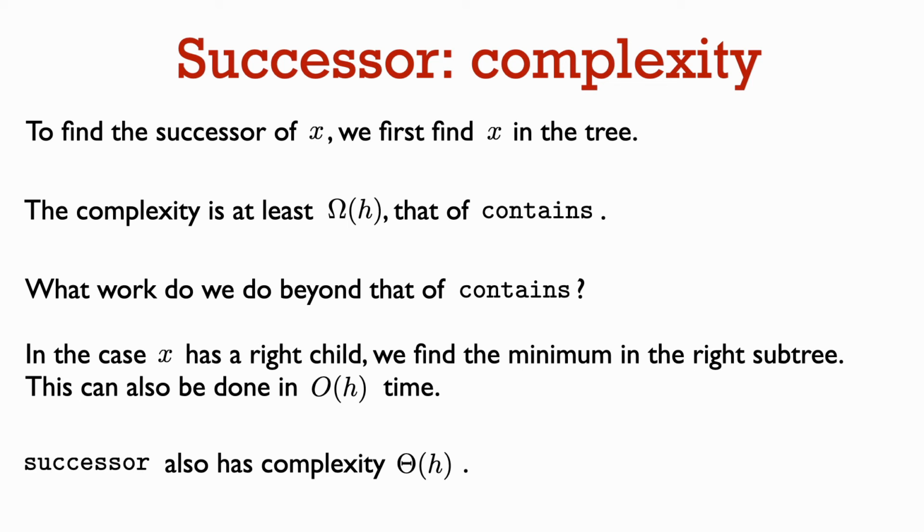The other operation we have to do is find the minimum key in the right subtree of the node with x, and this can also be done in order h time. Thus, overall, the worst case complexity of successor is theta of h.